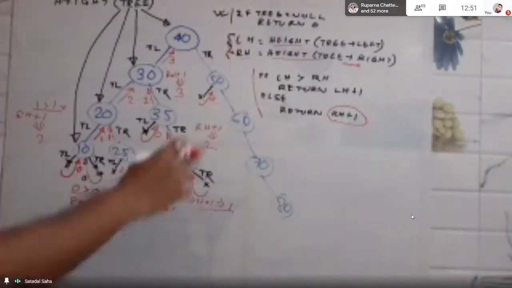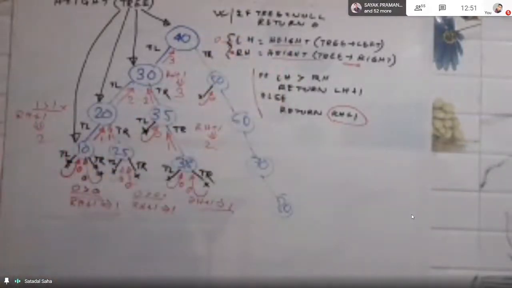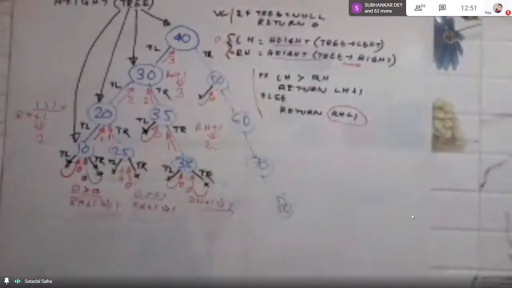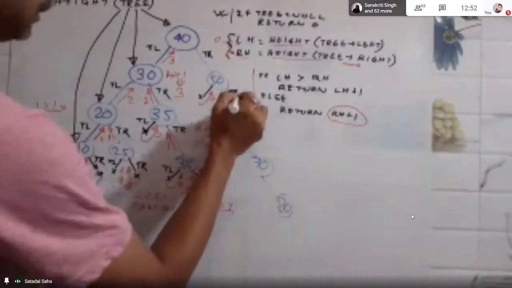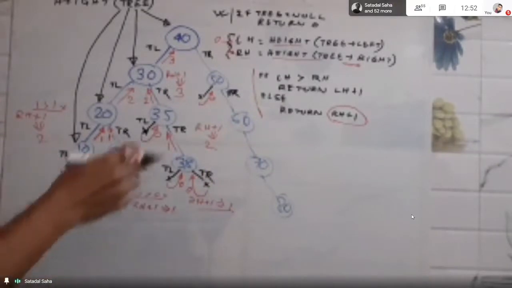And then it will execute the next line. So null will return 0, and it will execute the next line. Next line means, sitting at 50, it will call its right subtree. So it will call this here, the right subtree. That means it will call the function height with the address of 60.